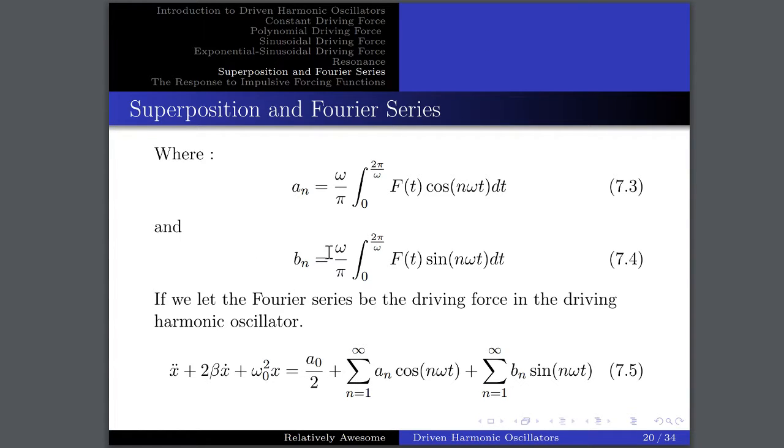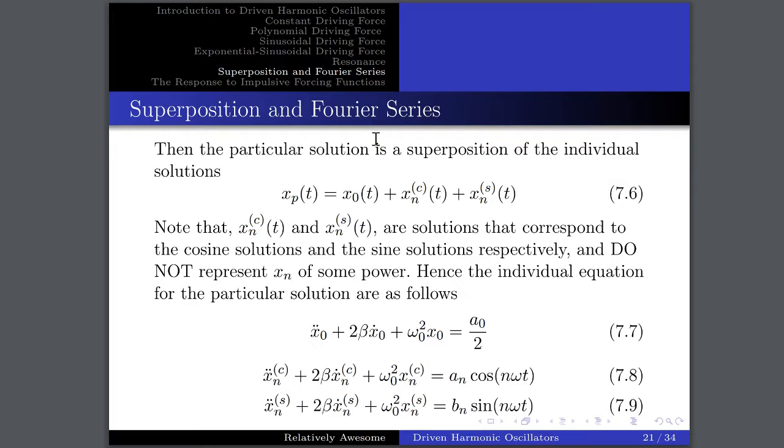And if we let the Fourier series be the driving force in the driven harmonic oscillator, we obtain the following. Then the particular solution is a superposition of the individual solutions, where x sub 0 of t corresponds to the solution with a naught over 2, and note that x sub n of c and x sub n of s are solutions that correspond to the cosine and sine functions respectively, and do not represent x sub n to some power. Hence, the individual equations for the particular solutions are as follows.